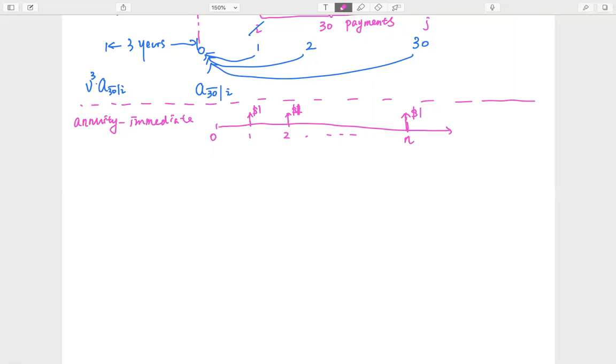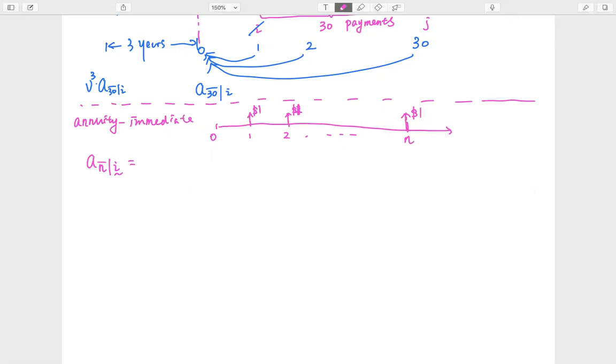I want to know the present value. Present value is always at time 0. So my a angle n. By the way, sometimes people don't write the interest rate i. That is because it is often fixed and the same for the same question, so there is no confusion if you drop this i. But our textbook always writes i, so I follow the notations from the textbook. So I write a angle n, put a vertical line, and then i. This means it's evaluated at interest rate i.